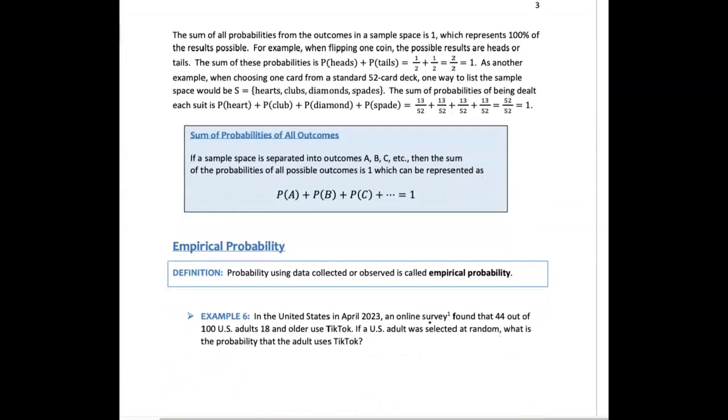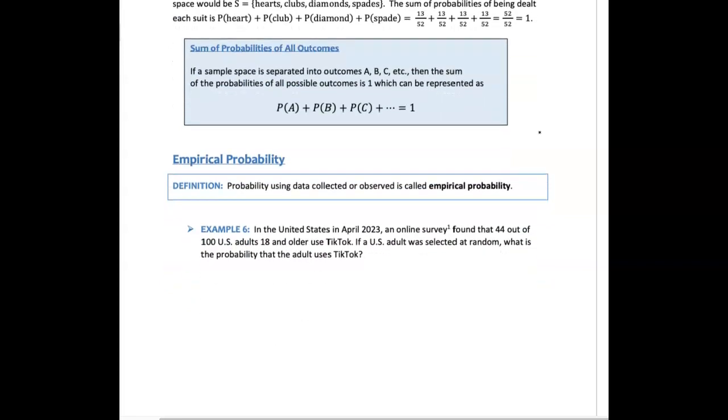The sum of all probabilities from the outcomes in a sample space is 1. That represents 100% of the results possible. So for example, when you flip a coin, heads or tails are the only 2 things that could happen. So the probability of heads or tails is 1. This result is stated in this blue box here, the sum of probabilities of all outcomes. Again, if a sample space is separated into outcomes A, B, C, so on and so forth, then the sum of all those probabilities is equal to 1.